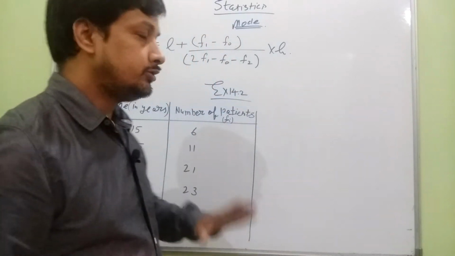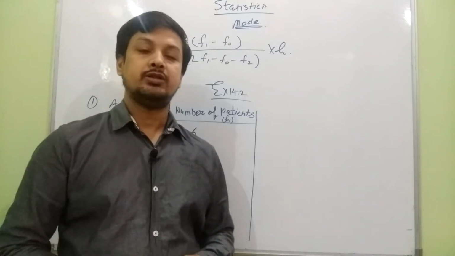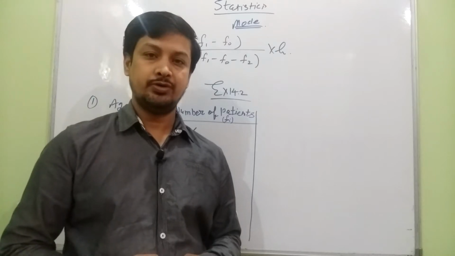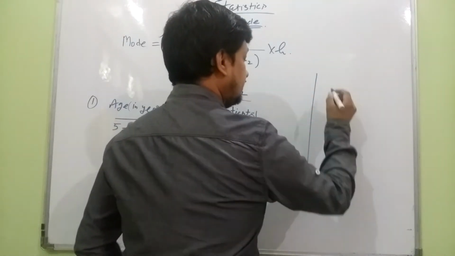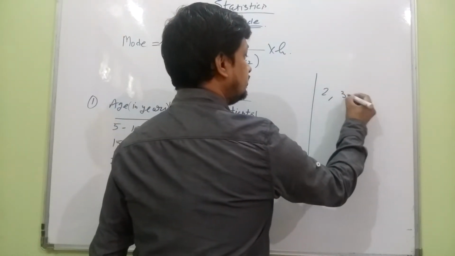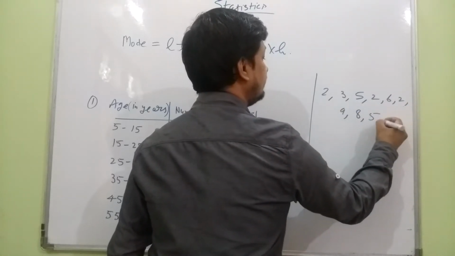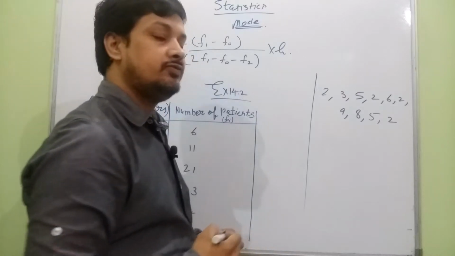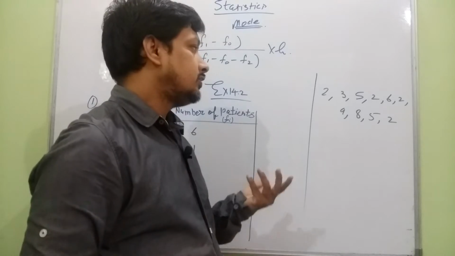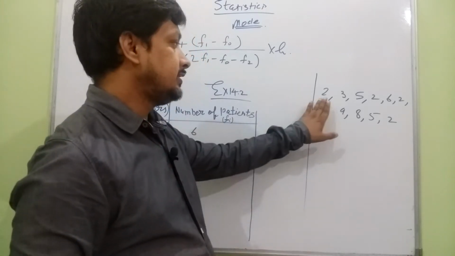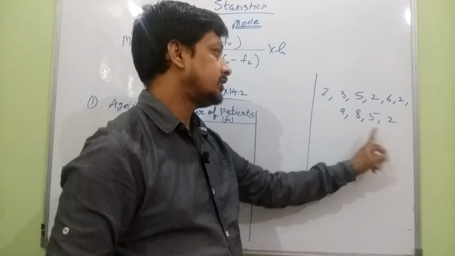Okay, now we will do the next topic, which is mode. So you know about the mode. What is mode? The most frequent term is called mode, that you have studied in class 9th. For example, if we have some observations 2, 3, 5, 2, 6, 2, 9, 8, 5, 2, then you can see which number is coming again and again. That is, which number is most frequent. You can see 2 has the greatest frequency. So the mode of this observation is 2.